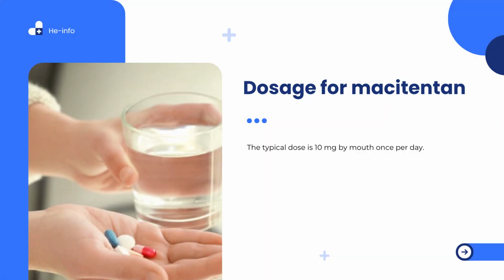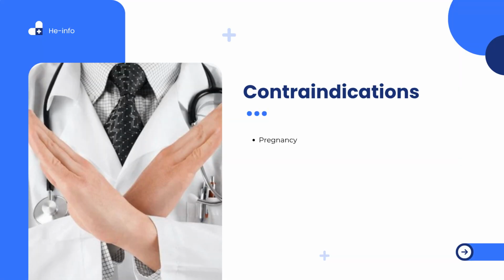Typical dosage of Opsumit Macitentan. The usual recommended dose of Opsumit Macitentan for adults is 10 mg taken by mouth once daily. It can be taken with or without food, preferably at the same time each day to maintain consistent levels in your body.